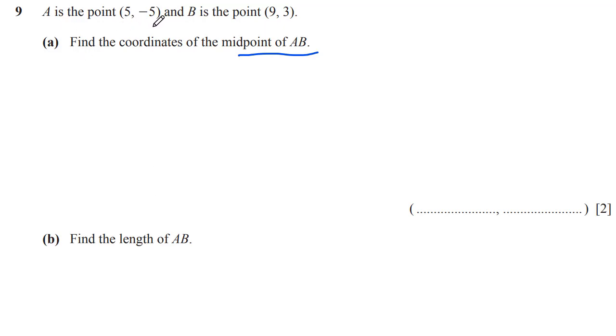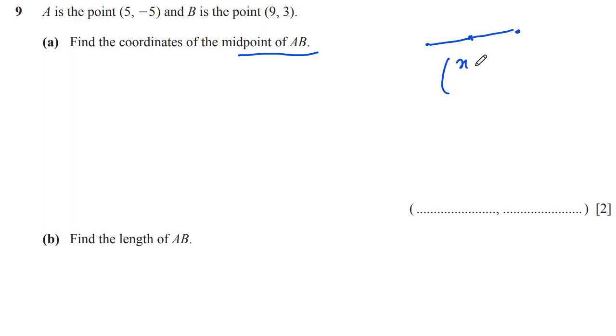A is the point (5, -5) and B is the point (9, 3). Now they are asking us to find the midpoint of AB and the length of AB. So what is the midpoint of AB? If they are giving 2 points and you want to find the midpoint, we can use one formula.